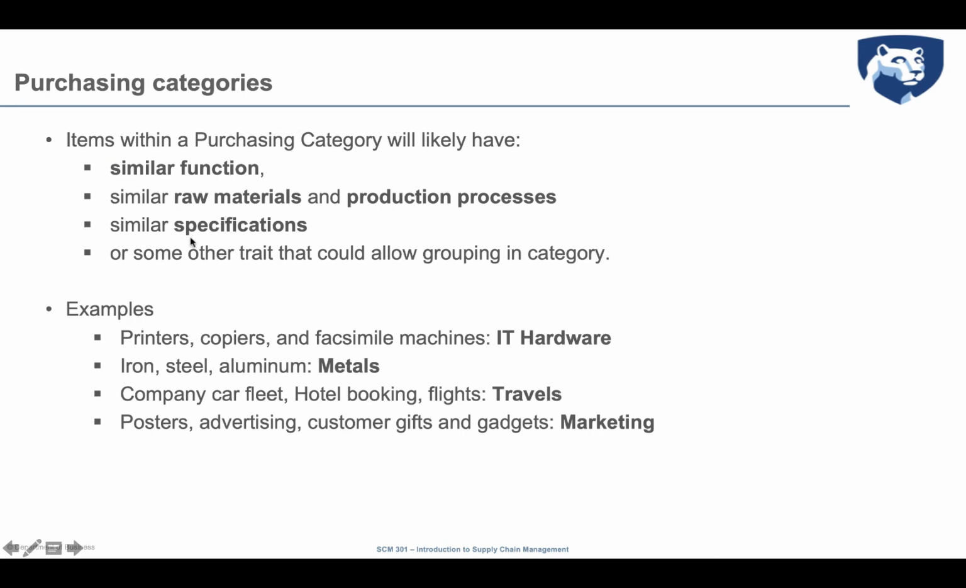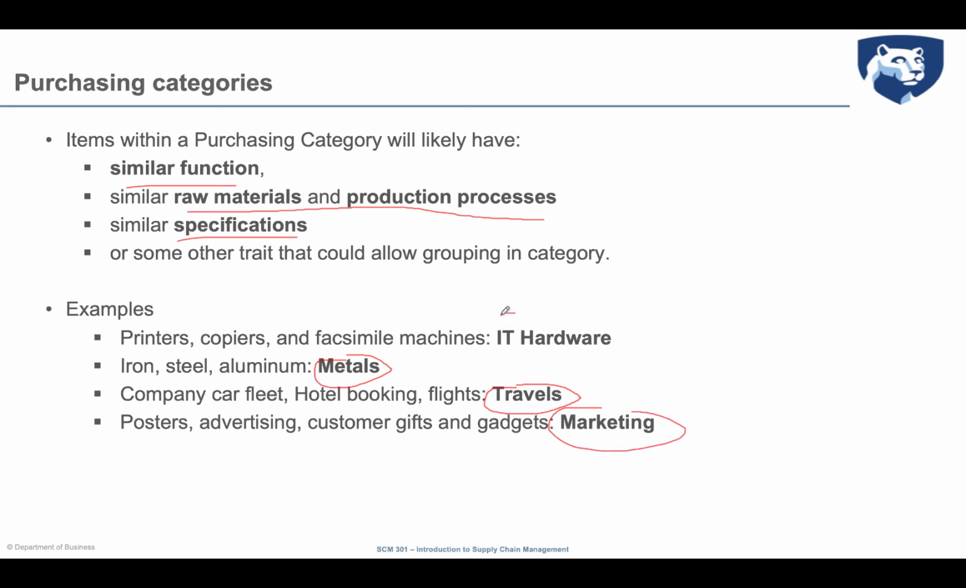We've seen some examples. A purchasing category is a set of items that a company purchases that have a similar function. They have similar raw material and production processes to be realized, similar specification, or whichever other characteristic that allows them to be grouped in the same category. For example, printers, copiers, and facsimile machines are IT hardware; iron, steel, and aluminum are all metals.